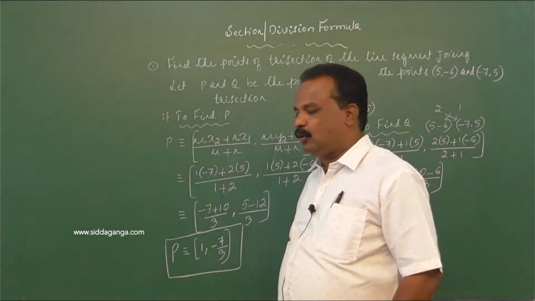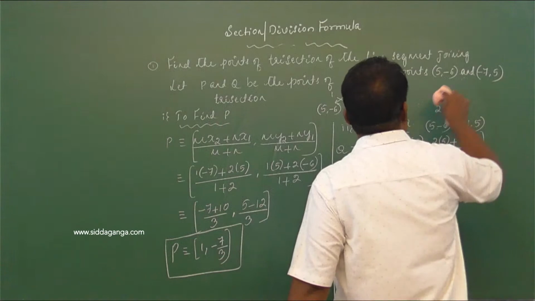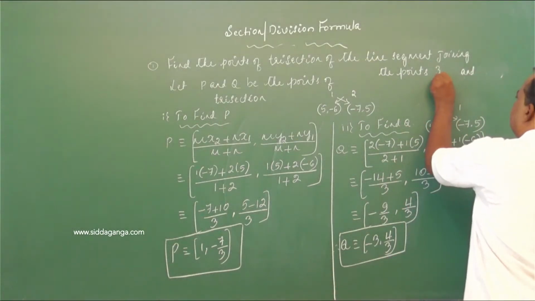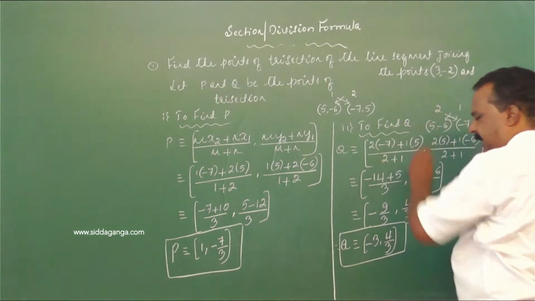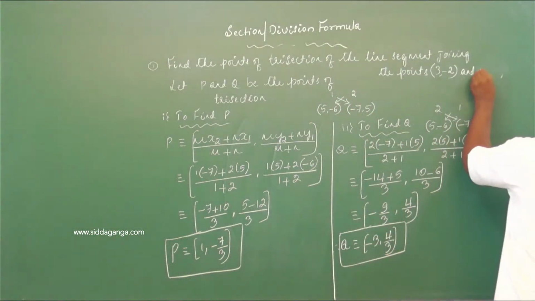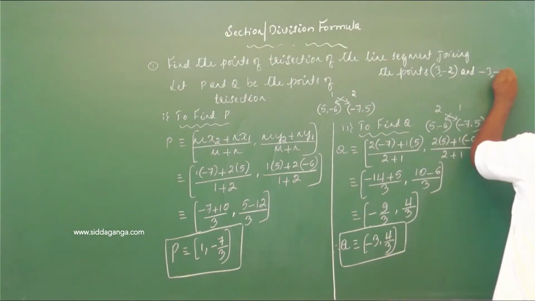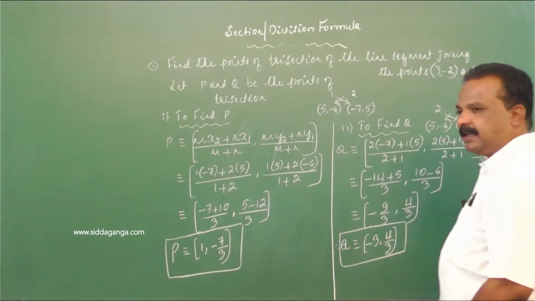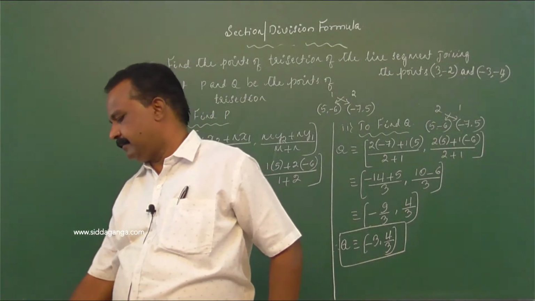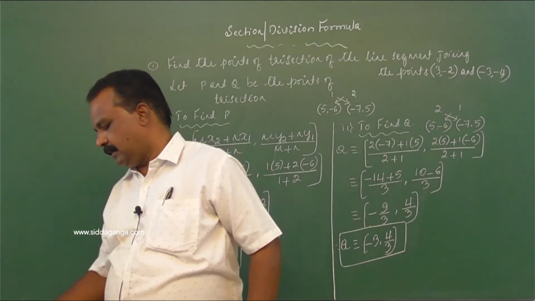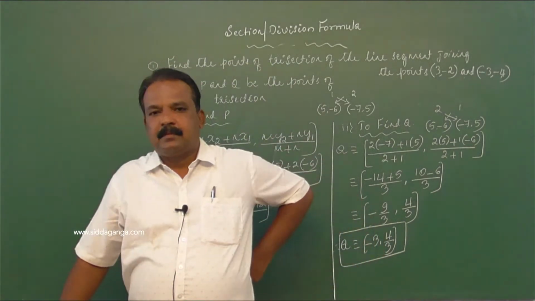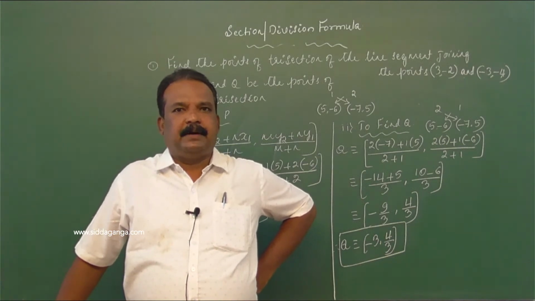Will you try one more problem? 3, comma minus 2, and then minus 3, comma minus 4. Same type. So here also you have to find the points of trisection. Okay.